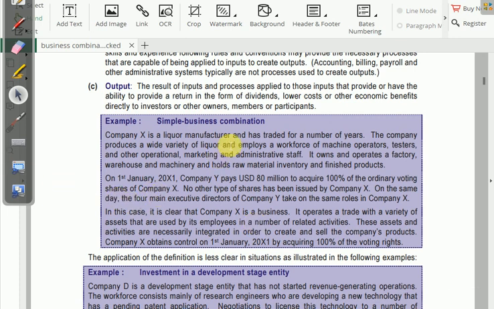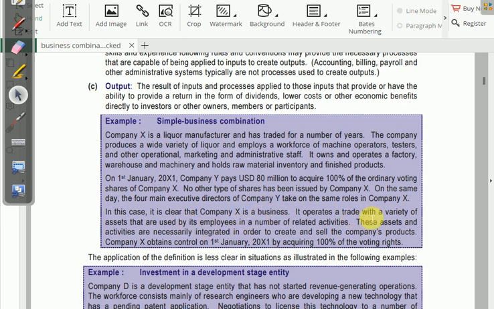Company X is a liquor manufacturer and has traded for a number of years. The company produces a wide variety of liquor and employs a workforce of machine operators, testers, and other operational, marketing, and administrative staff. It owns and operates a factory, warehouse, and machinery, and holds raw material inventory and finished products. On 1st January 2001, company Y pays $80 million to acquire 100% of the ordinary voting shares of company X. No other type of shares has been issued by company X. On the same day, the four main executive directors of company Y take on the same roles in company X. In this case, it is clear-cut that company X is a business.